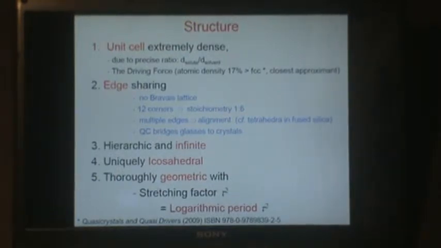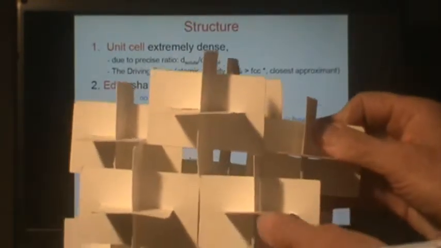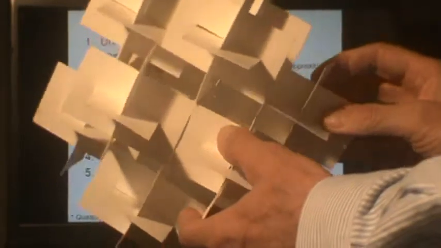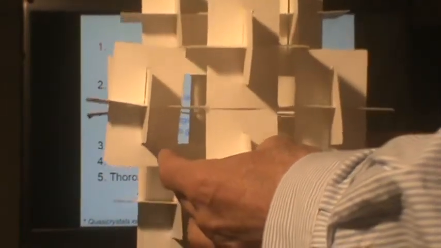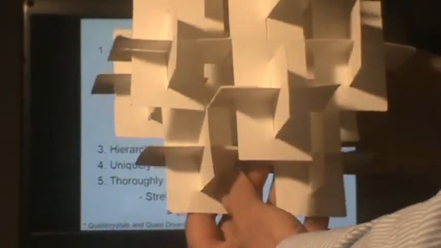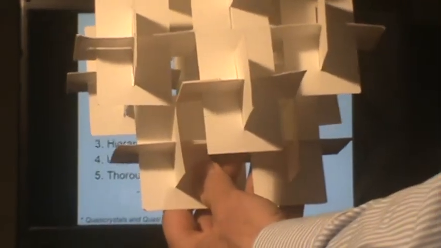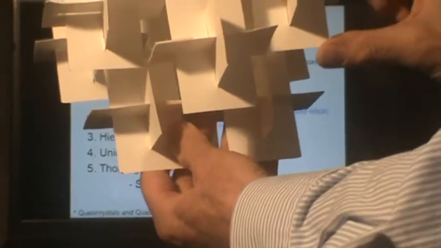The structure is hierarchic and therefore infinite in extension. It's also uniquely icosahedral. The structure is thoroughly geometric. Each golden rectangle you see has a width to length ratio 1 to tau.